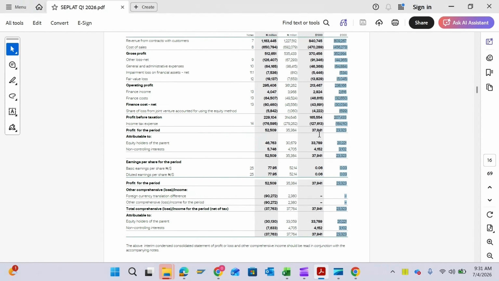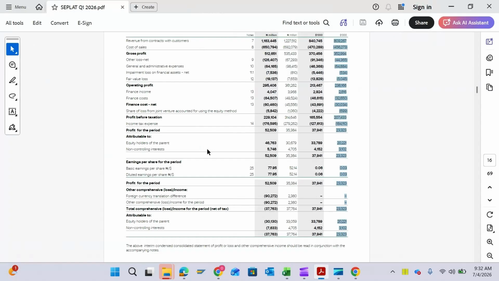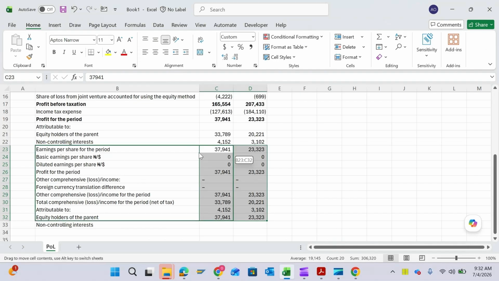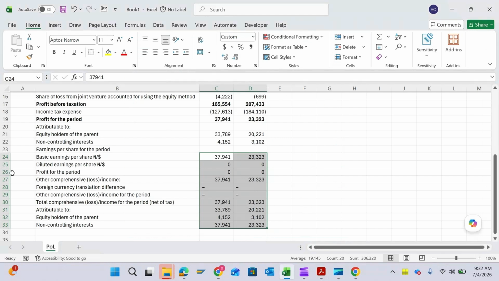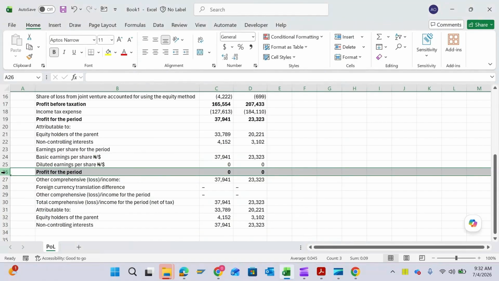Okay. The earnings per share, nothing is there. Earnings per share for the period, nothing is there. Then we have the profit for the period. Other comprehensive income, nothing is there as well.